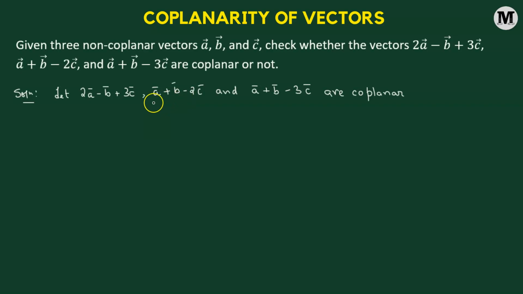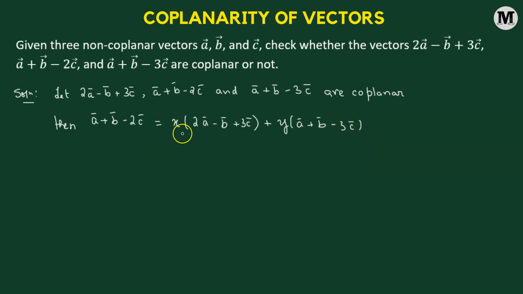For instance, let's say we consider the vector A vector plus B vector minus C vector, then it must be true that this vector must be equal to a linear combination of the other two vectors. That means we'll take x as a scalar, multiply it with the vector 2a vector minus b vector plus 3c vector, and add it to another scalar y times the vector a plus b minus 3c. Fine. Now our next goal will be to find out the values of x and y.